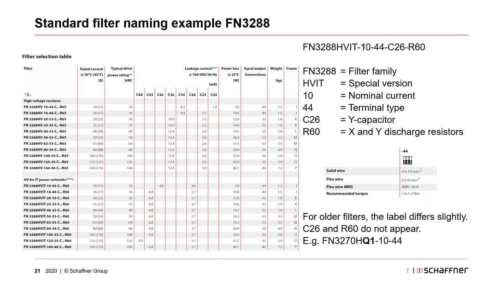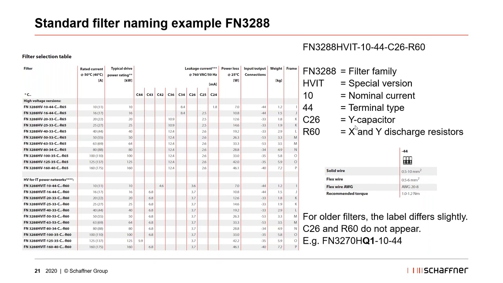Then next number is the nominal current, 10 amp. Then we have the terminal type, 44. 44 means this kind of a safety terminal block where you can connect solid wire, flex wire in these diameters, and we also give a recommended torque for the screw. And then we have C26 and R60.